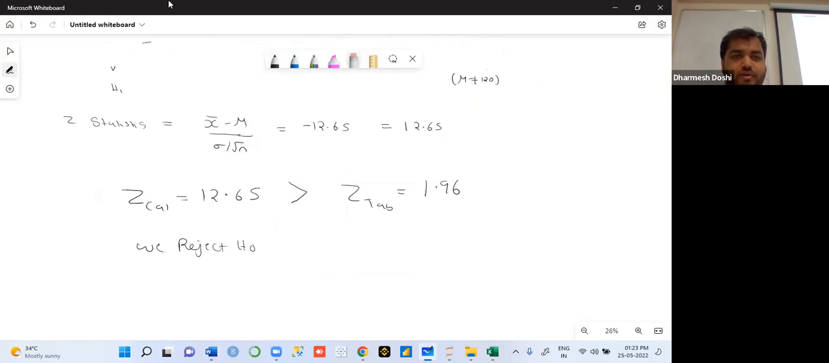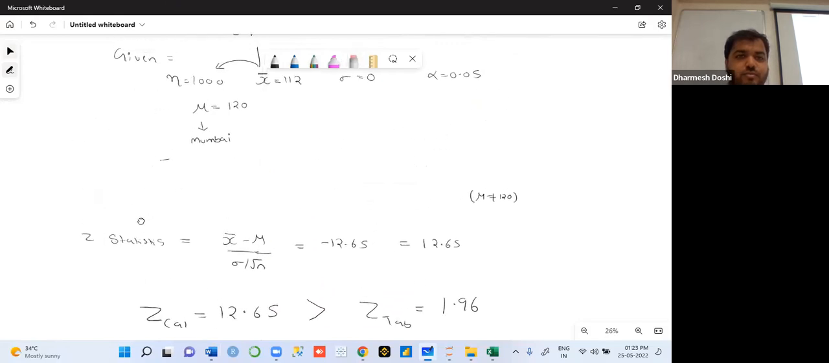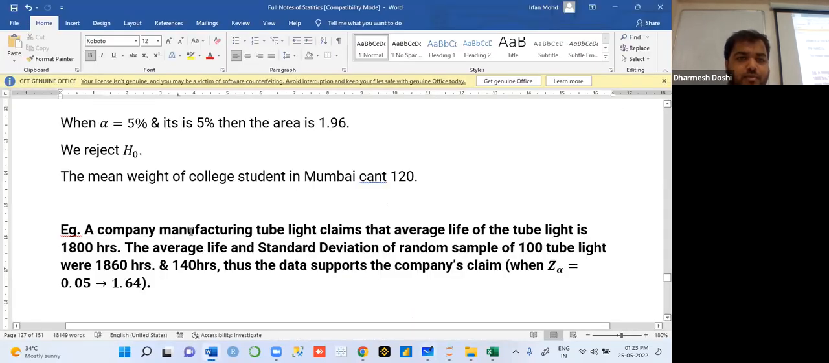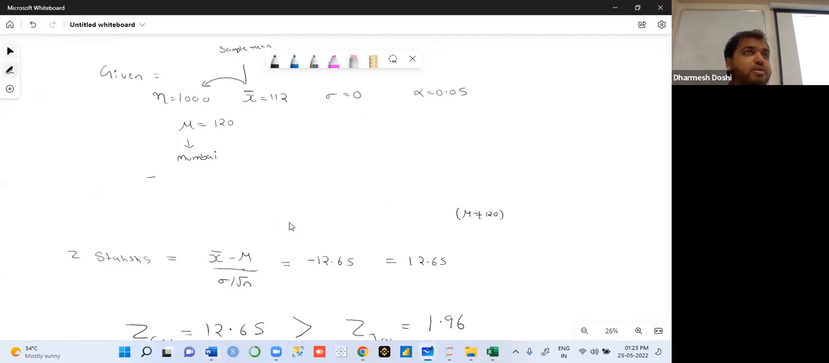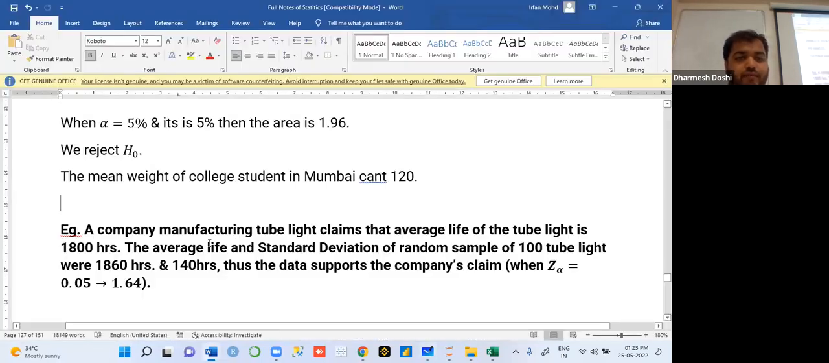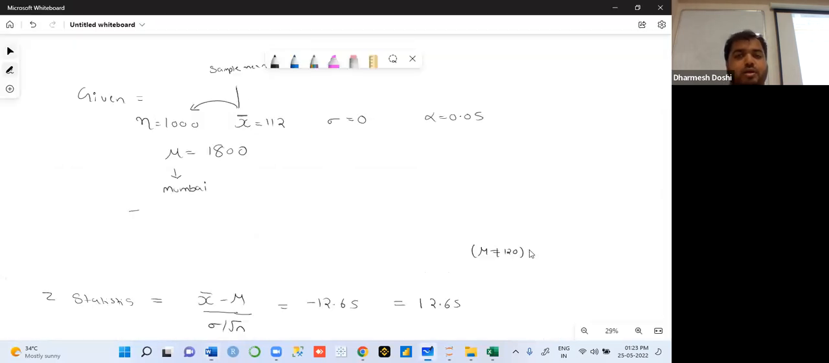Guys, write what is given data first. So your company manufacturing a tube light claims that the average life of the tube light is 1800. Can I say the company manufactures crores of tube lights? Can we call this the population? So how much will we have over here? Clear? Then average life and standard deviation of random sample. How many tube lights you pick up? 100.